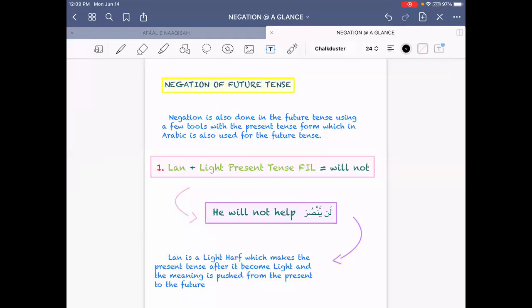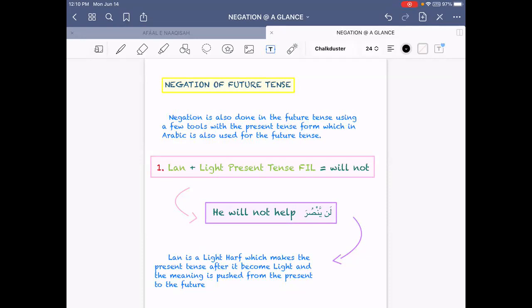And then you have a separate word for present and future tense. So the present tense fail, mudare, can be used for present as well as future tenses. That's why the tools being used in the negation of present tense are the same tools that will be used in the negation of future tense as well, which we saw last time with the examples from the Quran.